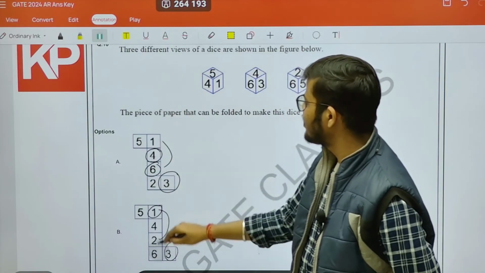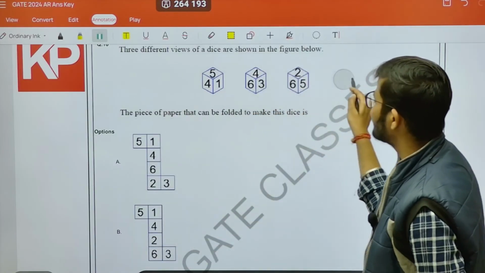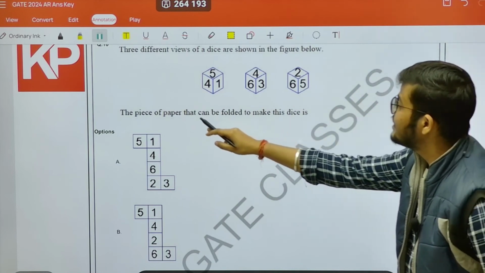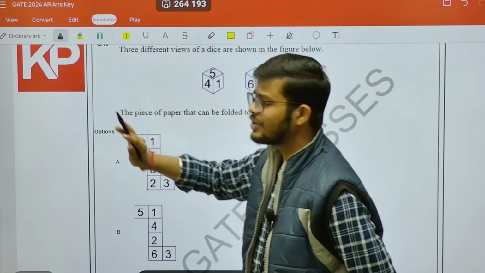Now for this question number 10, what is given here? They have given 3 views of a dice shown in the figure. They are saying the piece of paper that can be folded to make this dice. So from the given option we can check it.